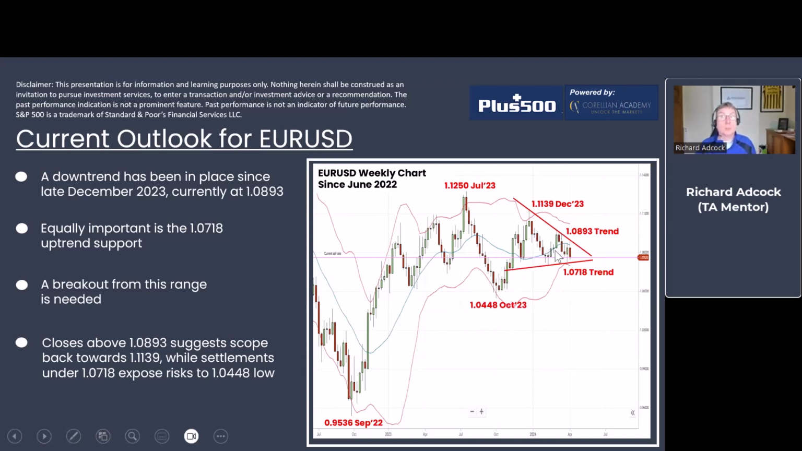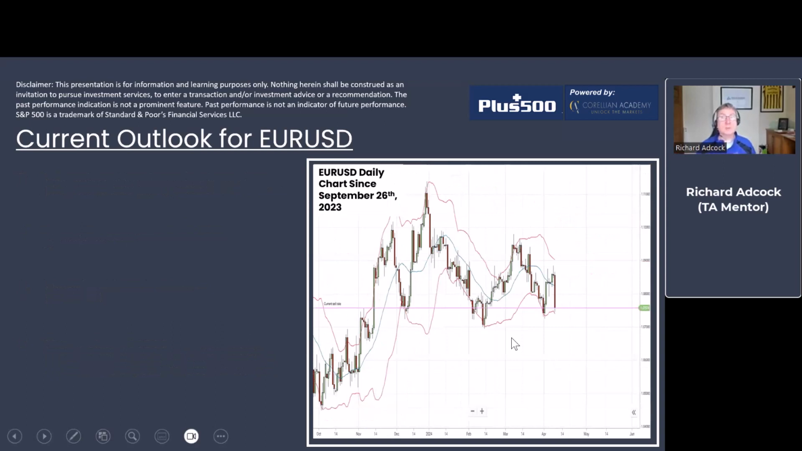Or if we start to break the downtrend at 108.93, that could open the way back towards the December highs, just above the 111 figure. So we know the important support and resistance levels to monitor within this type of price action for the weekly perspective. So let's have a look at the daily view and see how that links with the weekly outlook.